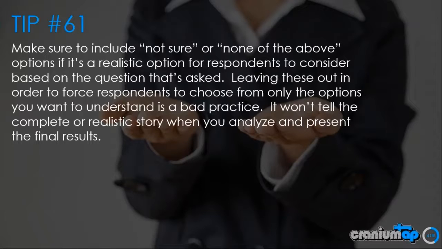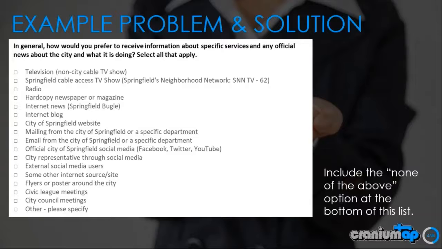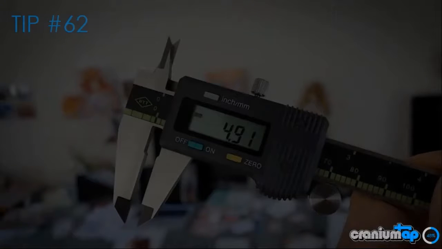It's going to be more realistic when it comes to the analysis and more representative of what's real of your customer base. So what's an example? This was a question about preferred resources for getting information. There was a long list of different types of communications that they were listing here, and they didn't have a none of the above. And the realistic nature of this question, it's coming from a city in this instance, and they're asking for communications. I may not want any, and I'm just not given the option in this instance. You're going to want to include it.